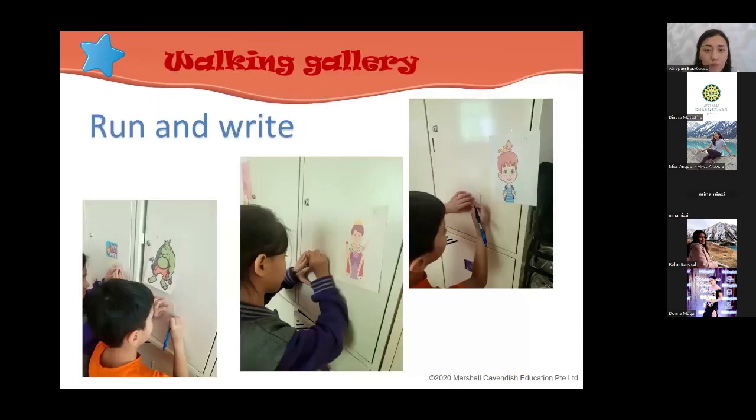And next, the second, here we have got walking gallery. This is my favorite one, because my students really love playing this game. As an example, I took my second graders here. This is from English, Unit 7, Once Upon a Time, Fairy Tale. And this is the second lesson when I wanted to know whether my students know these words or not.